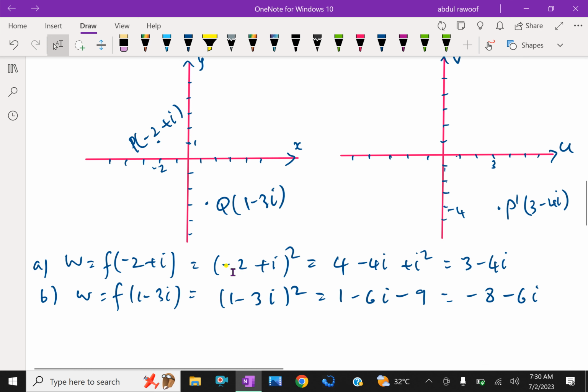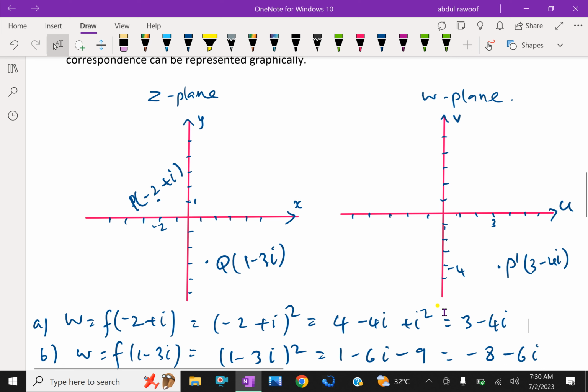Then Q dash is minus 8 minus 6i. Counting 1, 2, 3, 4, 5, 6, 7, 8, minus 8 and minus 6, suppose this point is here. This Q dash is minus 8 minus 6i. We plotted P dash and Q dash in the uv plane, that is the w plane. Now this first part, plotting the points, is finished.